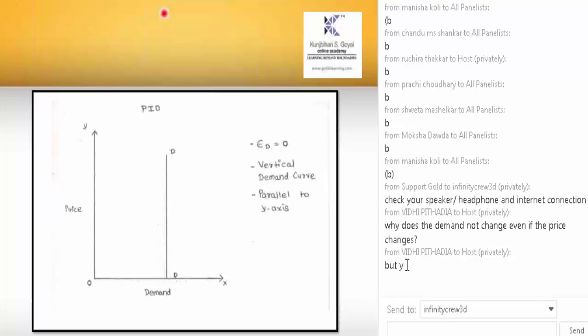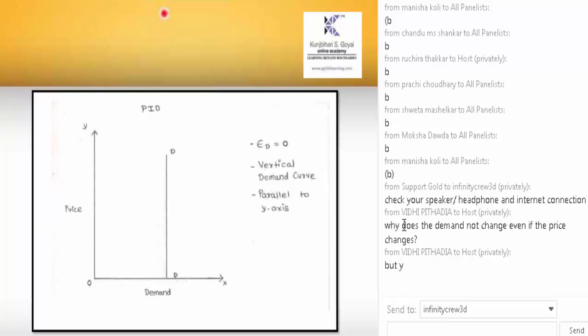Parallel to the y-axis, correct? So far we have studied two types. One is perfectly elastic, the second one is perfectly inelastic. As I said, these two are pole situations, right? North pole, south pole situation. Reality will always lie between perfectly elastic demand and perfectly inelastic demand.